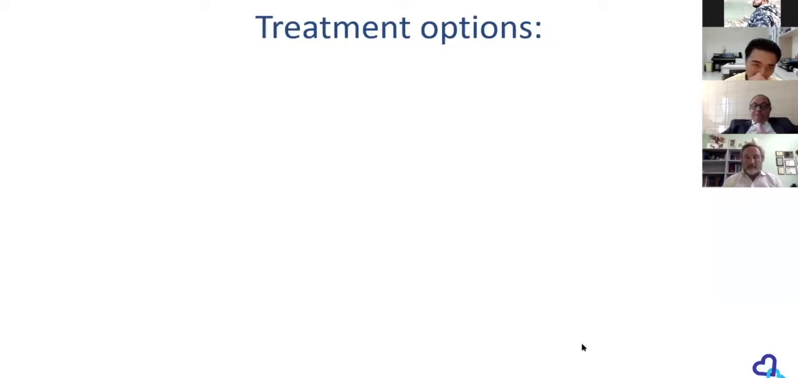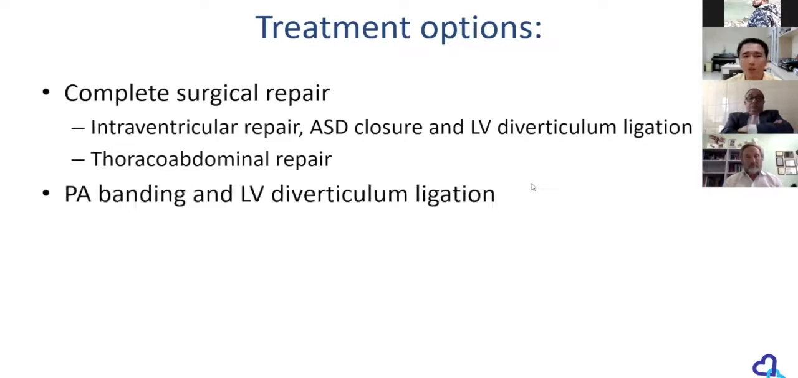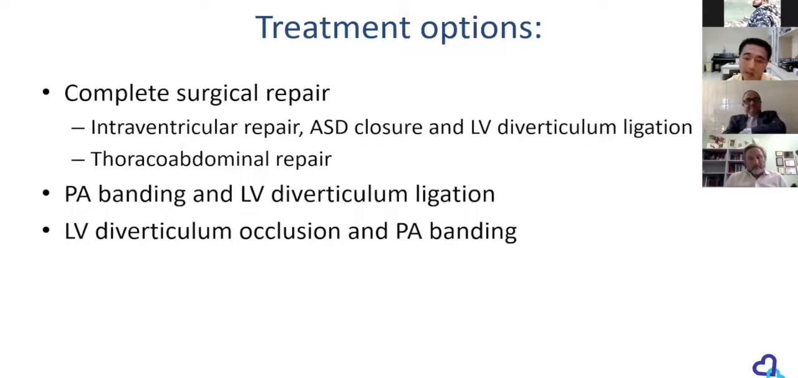So treatment options could be, actually I talked to my surgeon. This is not from my center, it is from another center, whether we should go straight for intracardiac repair, VSD closure, and LV diverticular ligation. We probably will need thoraco-abdominal repair as well. So this is probably the first consideration we are thinking. Or two, maybe this baby is still small, whether we have PA banding and just an LV diverticulum ligation as an option. Of course, the third option would be LV diverticulum occlusion and PA banding.